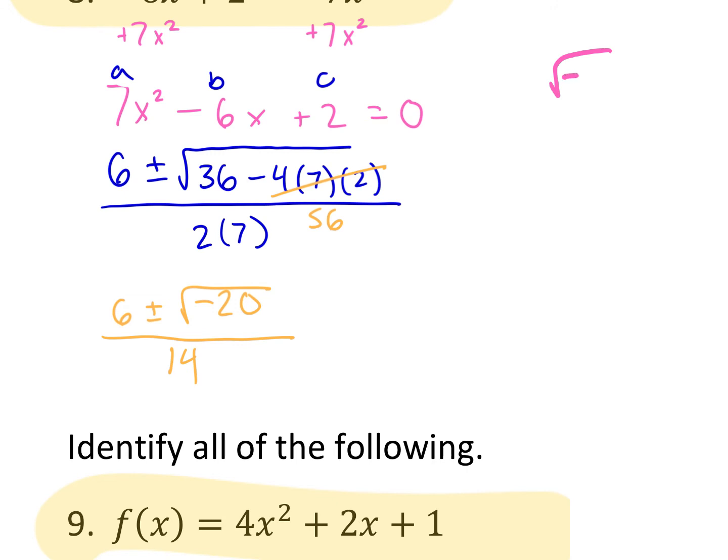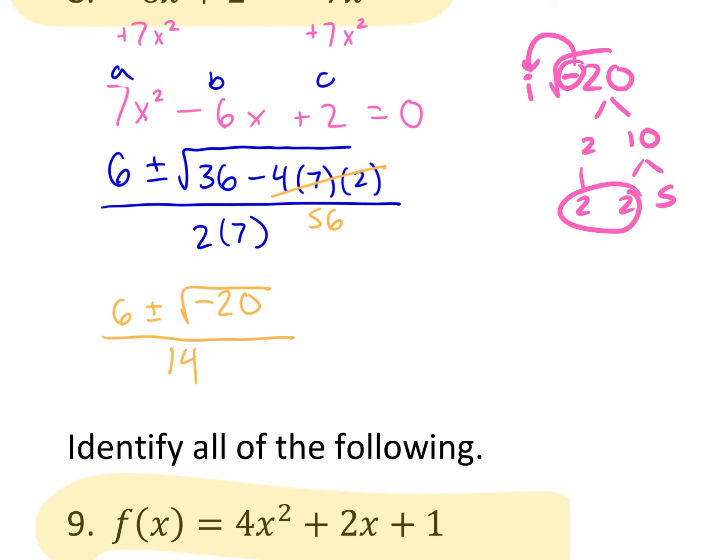So I'm going to simplify my square root of negative 20. The negative comes out and turns into an i. What are two factors of 20? 5 and 4, or 2 and 10. And then we have 2 and 5. So I have a pair of 2's. So what else comes to the outside? So 2i square root 5.